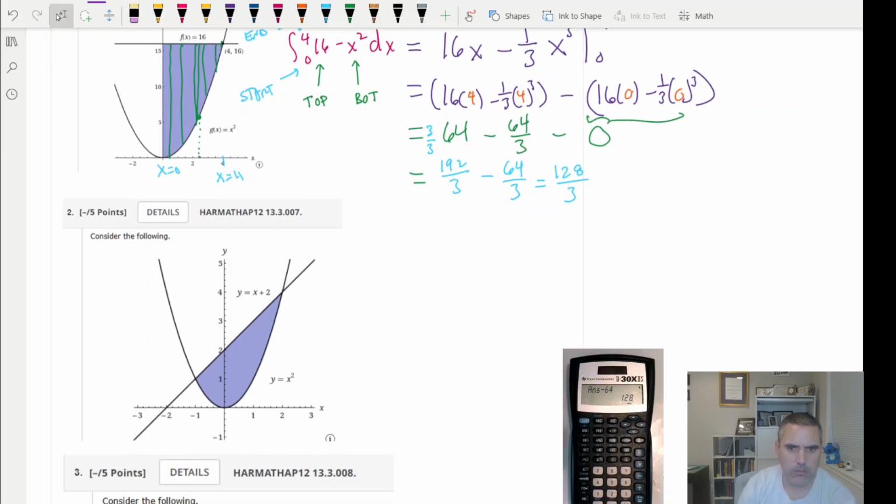Then you have more. So a problem like this, when you're doing this in the homework, you had to find those intersections, which were -1 and 2. That was the start. That was the end. And then you were doing top minus bottom. And then the rest is integration. You integrate.